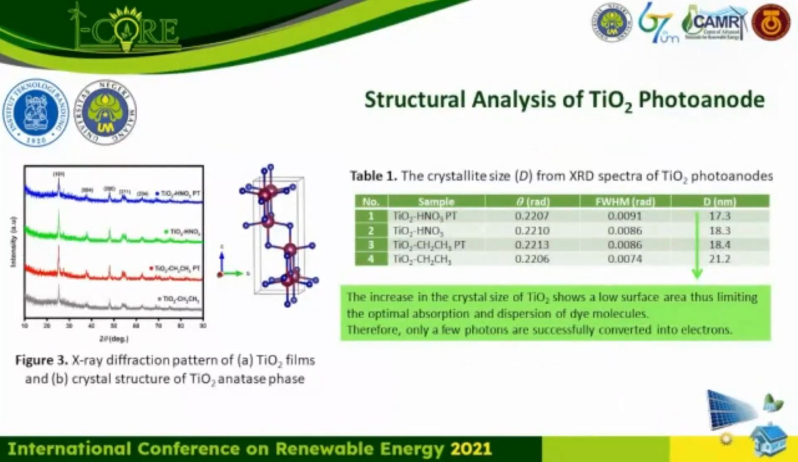This is the result from XRD characterization. In Figure 3, we can see the X-ray diffraction pattern of TiO2 films and the crystal structure of the TiO2 anode surface. From Table 1, we can see that TiO2 based on nitric acid with post-treatment has a small crystalline size. Therefore, only a few photons are successfully converted into electrons.